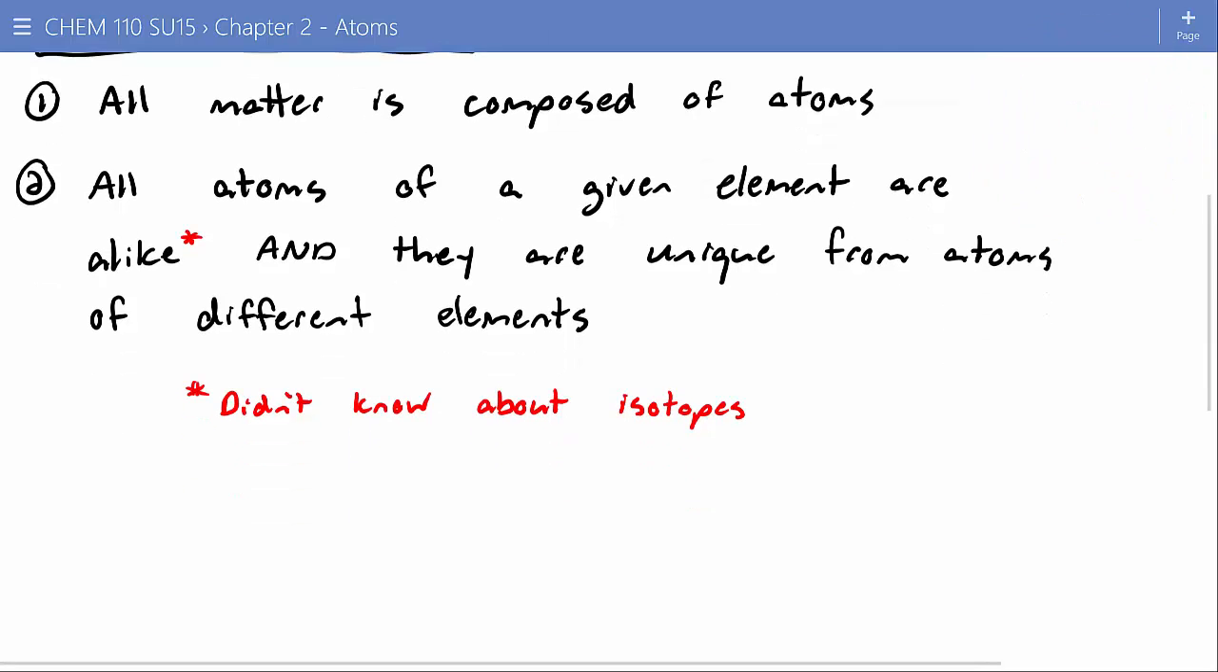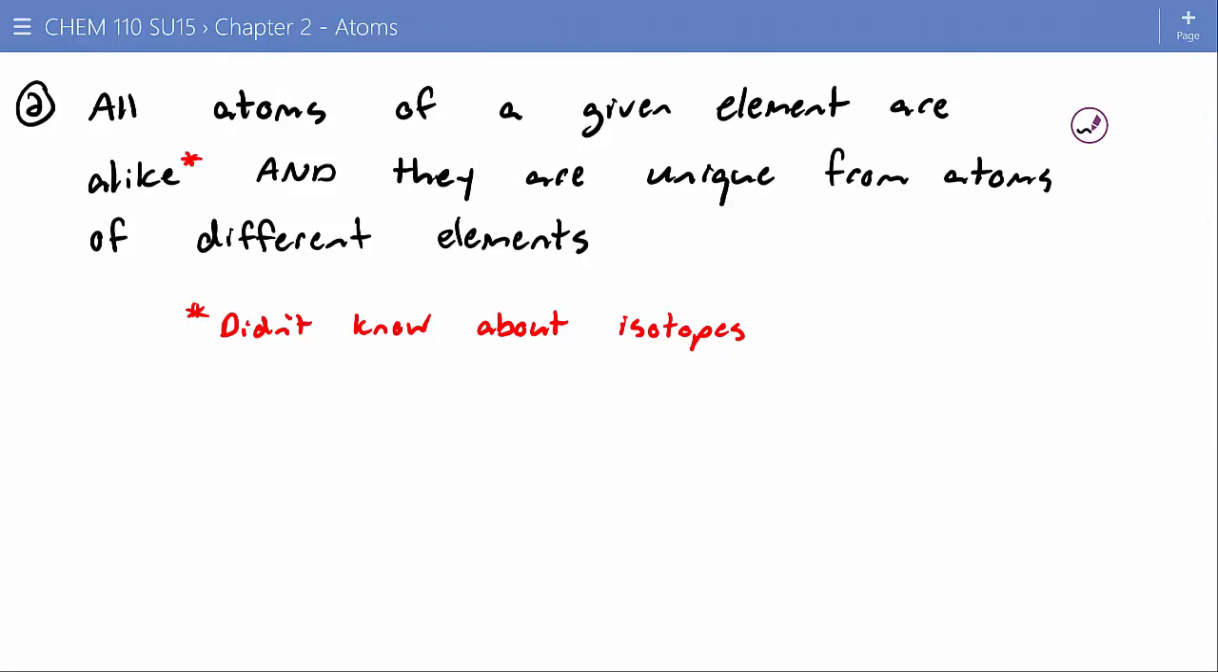All right, the third part of his theory was that compounds form when atoms of different elements are combined in a fixed ratio.